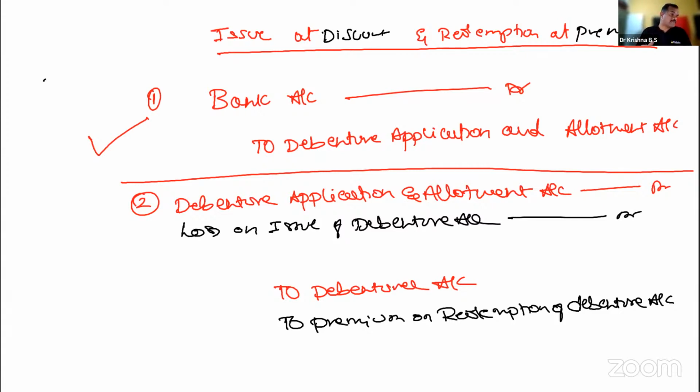Bank account debited, loss on issue of debentures account debited, to debentures account, to premium on redemption of debentures account. Same journal entry. Okay, copy it once again, all of you.